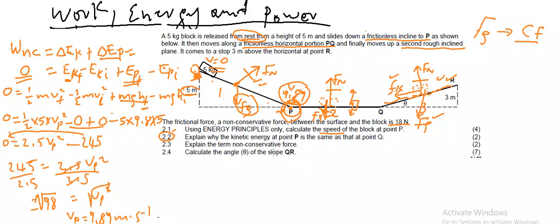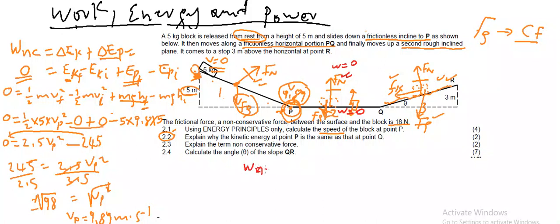The second question says: explain why the kinetic energy at P is the same as the kinetic energy at Q. Let's look at a free body diagram. In the free body diagram the normal force does work equal to 0. The FG here also does work equal to 0, and there is nothing else, meaning that the net work there is equal to 0.